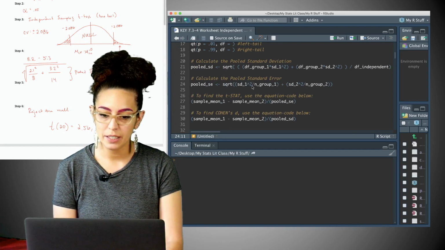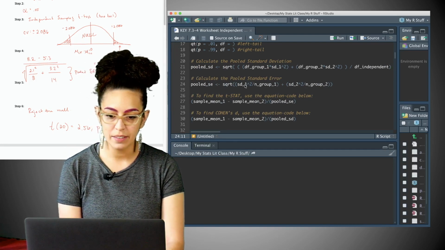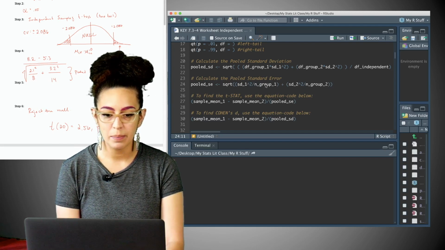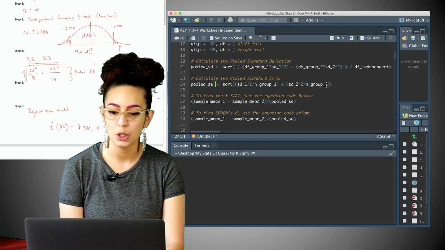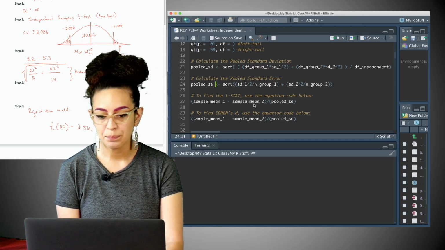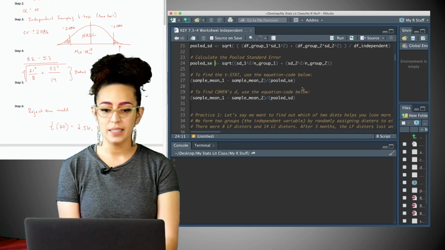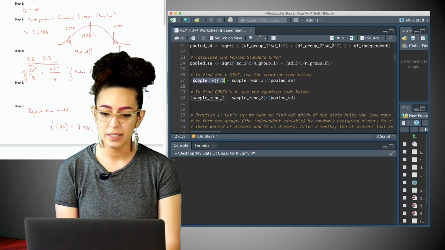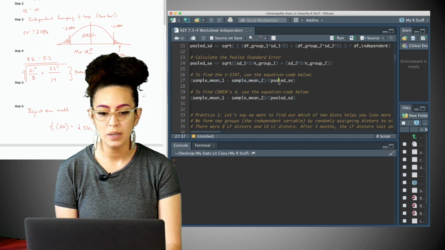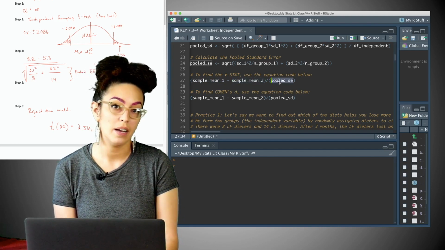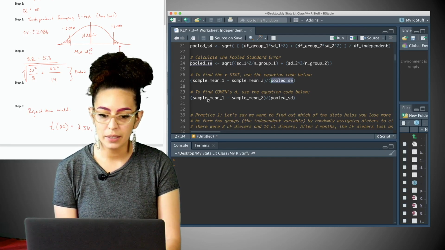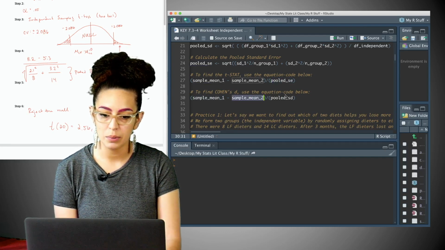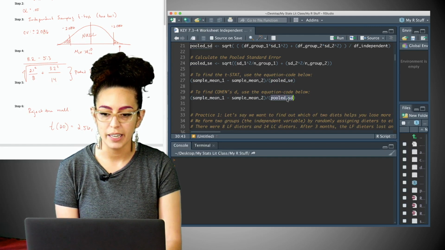Then we also have pooled standard error, which is the standard deviation squared divided by the number of people in group 1 plus the standard deviation of group 2 squared divided by the number of people in group 2. And you square root that whole thing. And then to do our t-statistic, it's the same that we've been looking at basically. You take sample mean of 1 minus sample mean 2 divided by the pooled standard error now, rather than just the standard error for one sample. And to get Cohen's d, we take sample 1 minus sample 2 divided by pooled standard deviation.